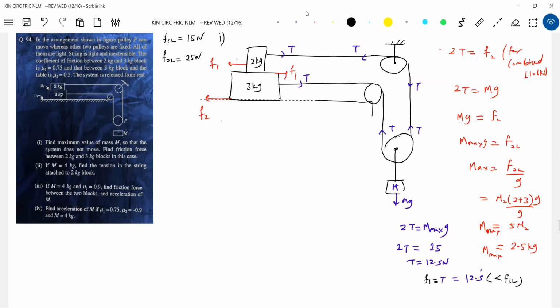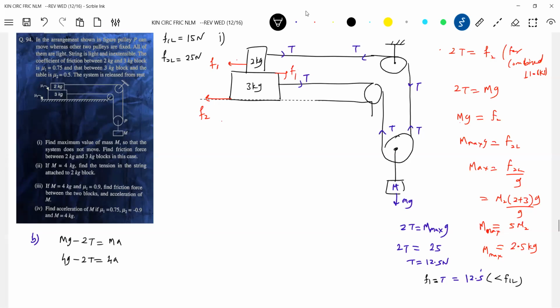Okay, I'll go for the second part of the problem. Definitely the block will accelerate. So mg minus 2T should be equal to M a. M is given as 4 kg. So this will be 40 minus 2T is equal to 4a. Keep this equation in hand.